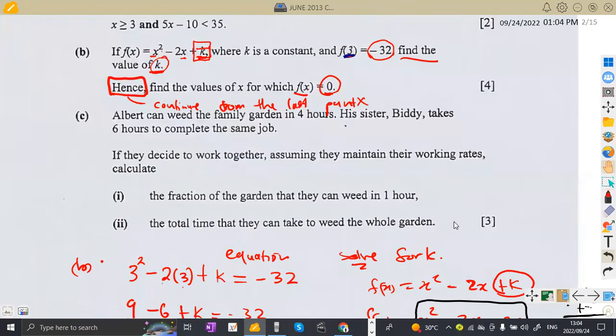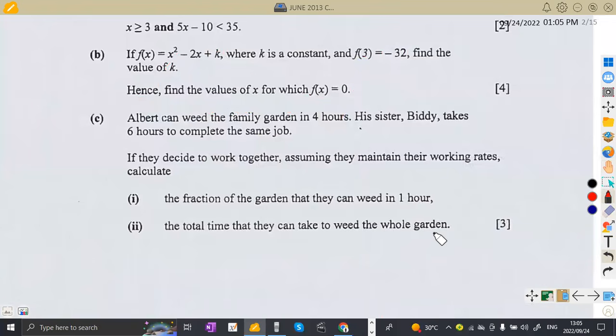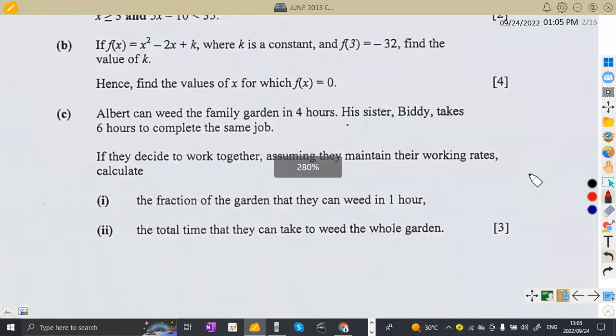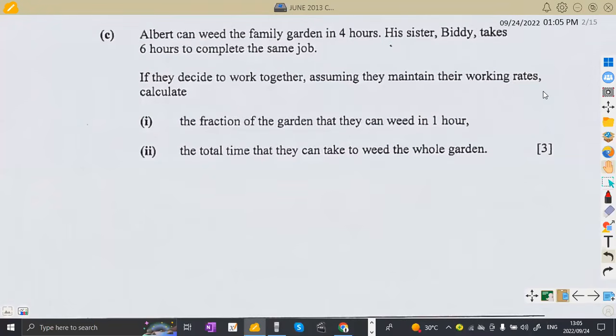Okay. Now let us cross-check the C part. We are given that there is Albert here who can weed the garden in 4 hours. Okay. So that's a garden that he can weed in 4 hours, and we are given that his sister Baidi takes 6 hours to do the same job. So these guys have the same garden, but they have got different paces of doing the job. That is what it actually means here.